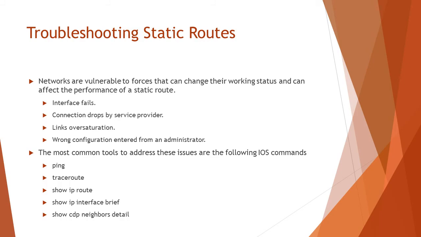Troubleshooting. Networks are vulnerable to forces that can change their working status and can affect the performance of a static route. Some of them are interface failures, connection drops by the service provider, link oversaturation, and wrong configuration entered by an administrator. But in order to address these issues, we can use the common troubleshooting commands in IOS, which are ping, traceroute, show ip route, show ip interface brief, and show cdp neighbors detail.